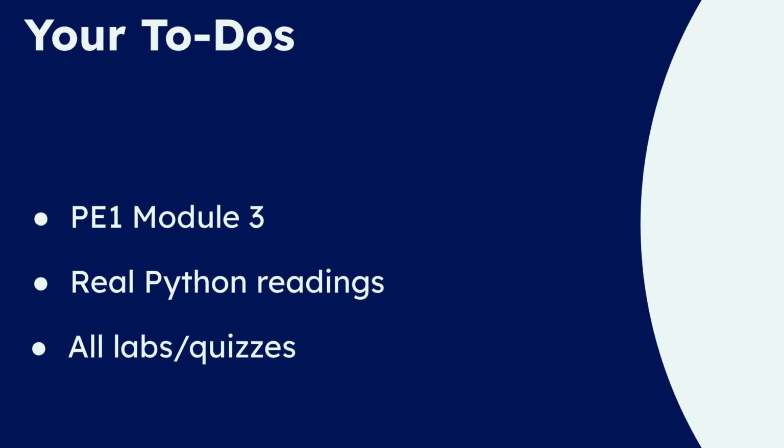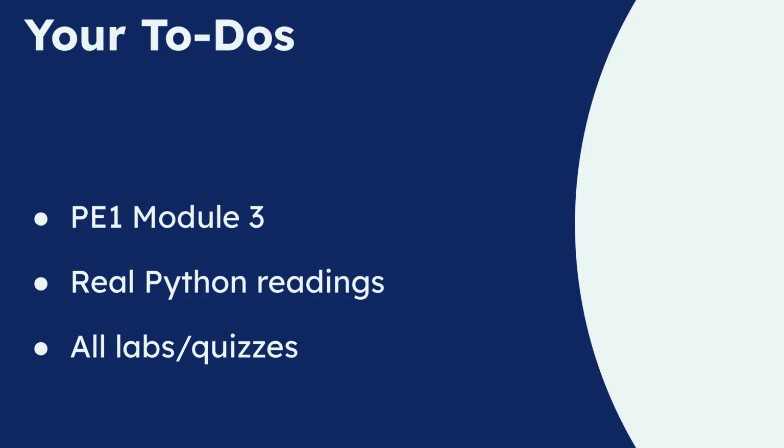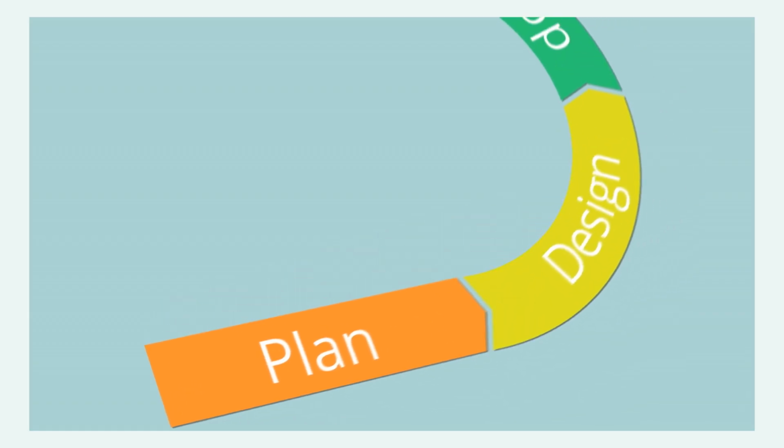Open Week 2 in Blackboard. Complete all the PE1 Module 3 content, the Real Python readings, and all the graded labs and quizzes. Remember, all deadlines are absolute, so plan your schedule now. These skills, Booleans, conditionals, and loops, are core Python fundamentals that you will reuse throughout the entire term.